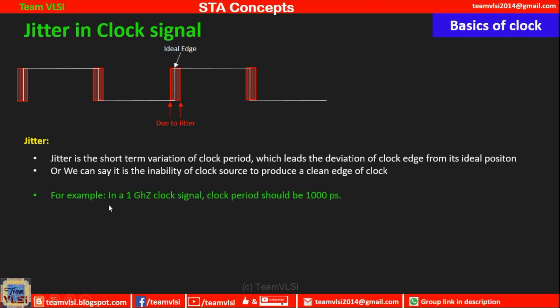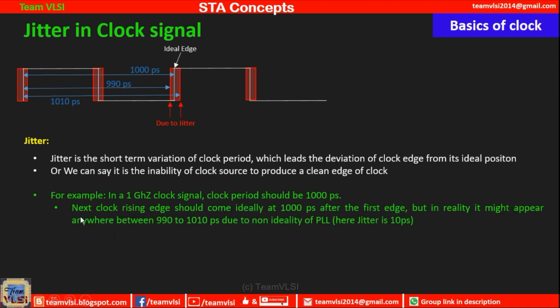For example, in a 1 GHz clock signal, the clock period should be 1000 ps. But in reality your clock edge may occur at 990 ps or at 1010 ps. The next clock rising edge should ideally come 1000 ps after the first edge, but in reality it might appear anywhere between 990 and 1010 ps due to the non-ideality of the PLL. Here jitter is 10 ps, right? Jitter could be either positive or negative.